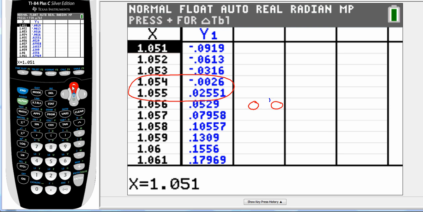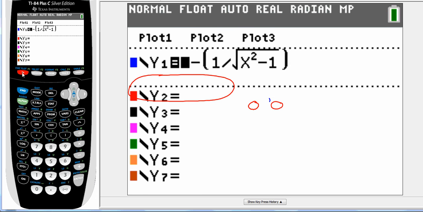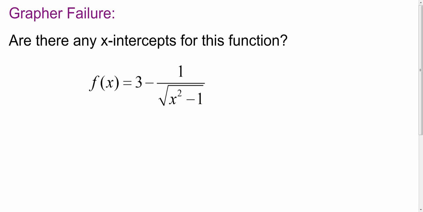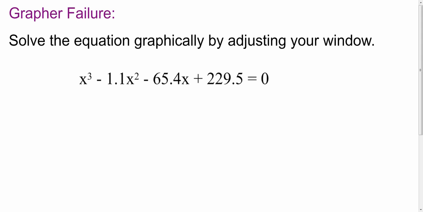So that sometimes happens on your graph. And then let's look at a third situation here. This one says solve the equation graphically just by being able to adjust your window. So we are going to put this equation into our calculators and adjust our window so that it fits. And the tricky part to this is getting your window adjusted to the right spot.